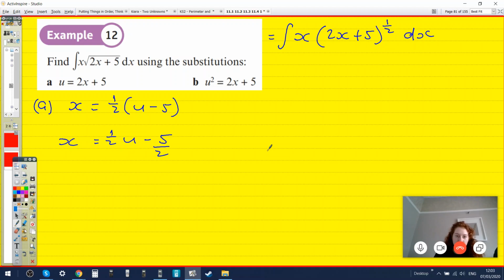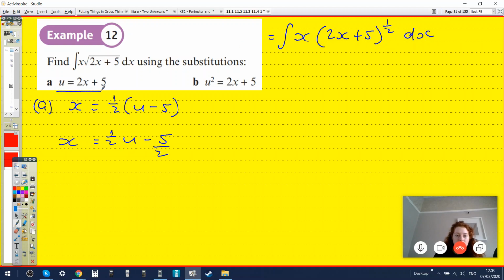Would we then integrate it? Integrate what? The 2x plus 5 to the power of a half. And so how do you integrate this? You add 1 to the power and then divide by the power. So the point of the substitution is that it would kind of simplify things.